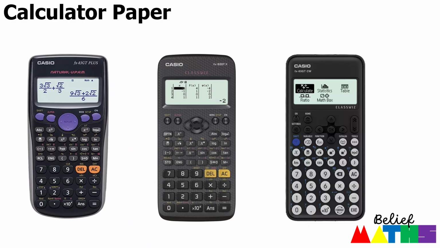So throughout this video, where it's appropriate, I will talk about how to do specific skills on your calculator, particularly focusing on the middle one and the one on the right. And then if you use the one on the left, it should be equivalent to the one in the center.